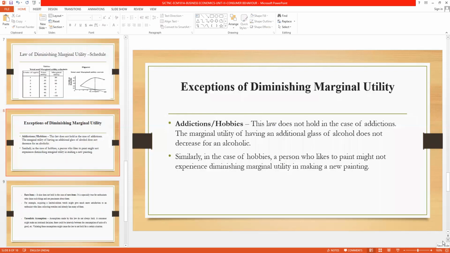Next, we'll see the exceptions of diminishing marginal utility. Now we said that as we consume more and more, the utility is decreasing or diminishing. But there are some exceptions to this law. The first exception is addictions or hobbies. In this case, the law does not hold.